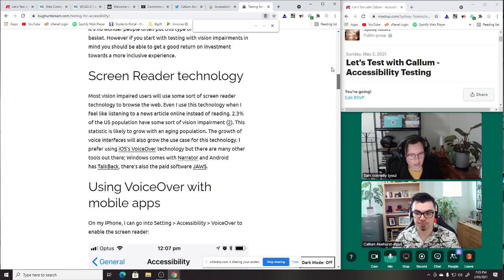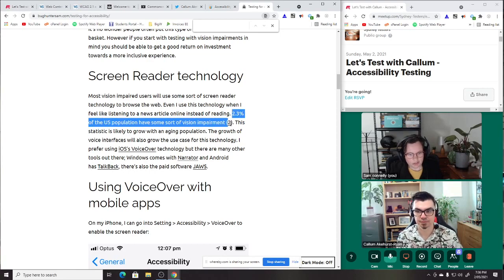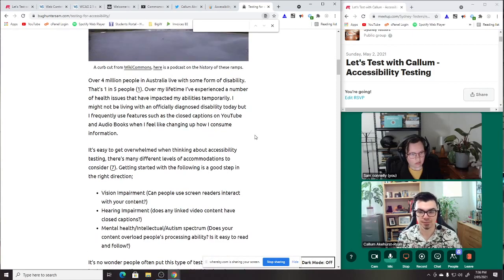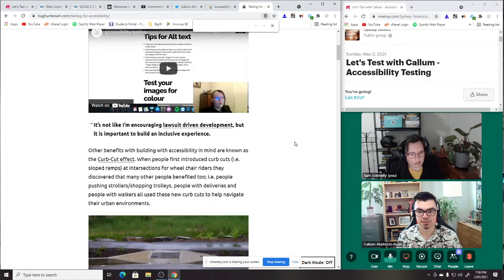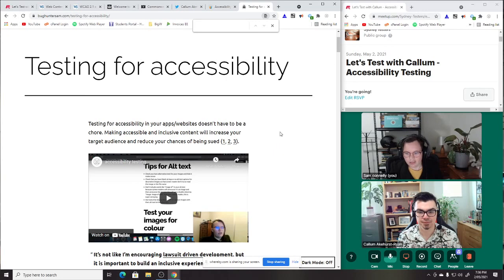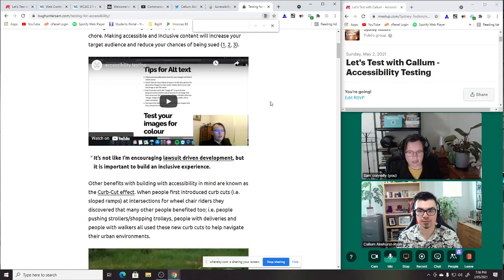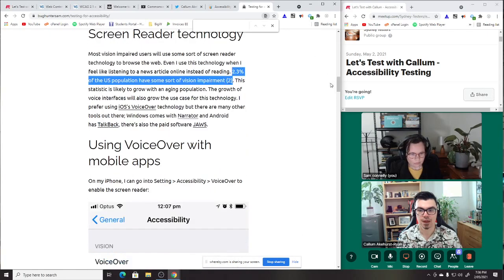Yeah, so it's 2.3% of the US population who have some sort of vision impairment. And I can't quite remember where the other one was. Yeah, but they're fairly consistent, and it's pretty common for people to experience some sort of temporary disability, and it correlates with age generally as you get older. I think 2/3 of retirees live with some form of disability or impairment too.